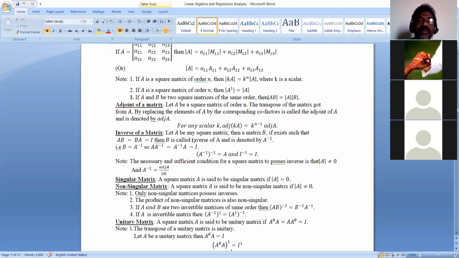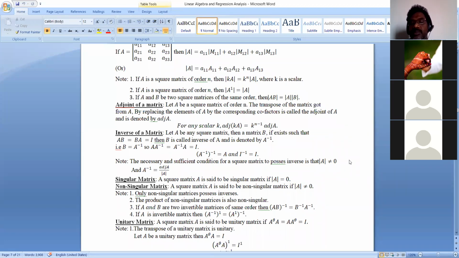If this condition is satisfied by any matrix, that matrix is called the inverse of the matrix. A inverse whole inverse equals A. I inverse is equal to I only. O inverse is equal to O only. That means the inverse of the null matrix and the inverse of the identity matrix are the matrices themselves. Next, the necessary and sufficient condition for a square matrix to possess an inverse is that the determinant of A is not equal to 0.